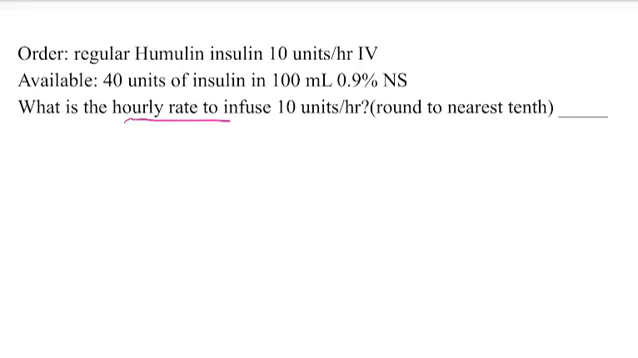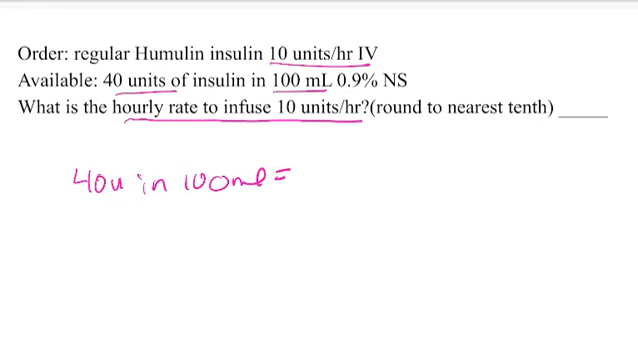What is the hourly rate to infuse 10 units per hour? Okay, so what do I have here? I have Humulin insulin, 10 units per hour IV. What do I have? I have 40 units in 100 mLs. If I just divide 40 by 100, it equals 0.4 units in 1 milliliter. Nice and smooth and easy. Okay, that's my concentration down to its lowest value.